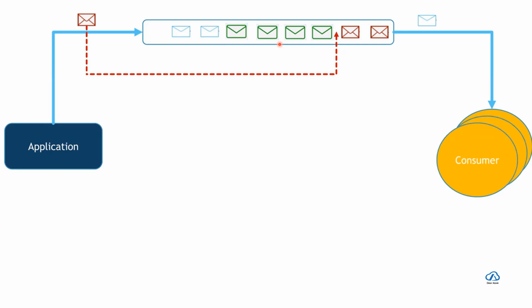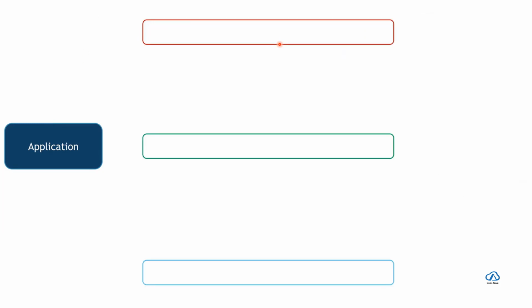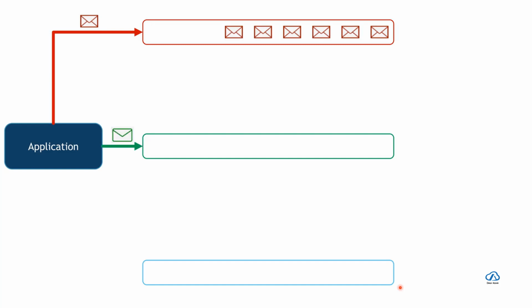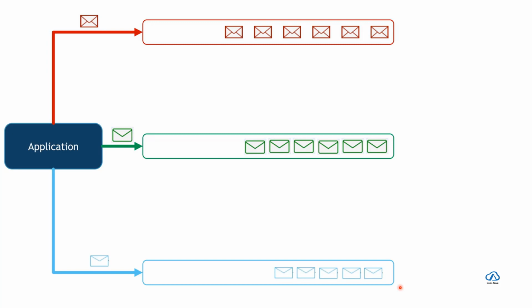In this case, we are going to have a different perspective or different view of things, where we are going to assign or create different queues in our system. And we are going to have a high priority queue, a medium priority queue, and a low priority queue. Then our application is going to send the high priority messages to the high priority queue, the medium priority messages to the medium priority queue, and the low priority messages to the low priority queue.